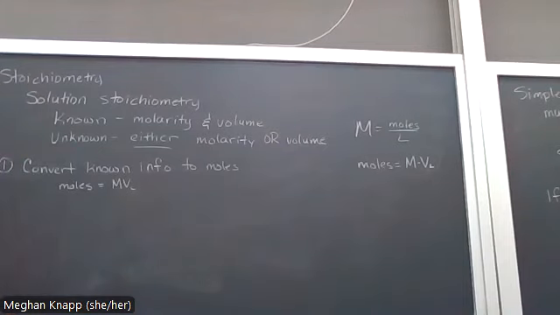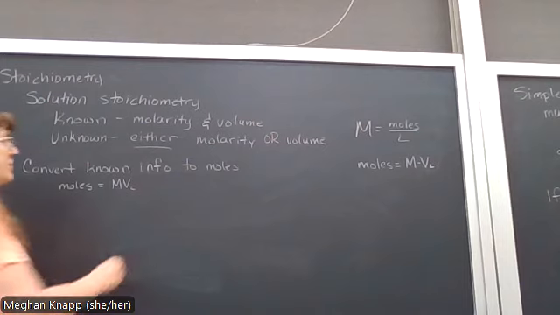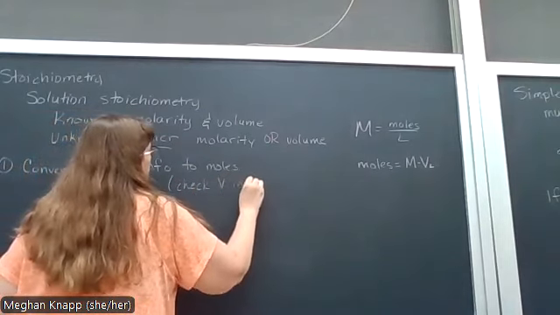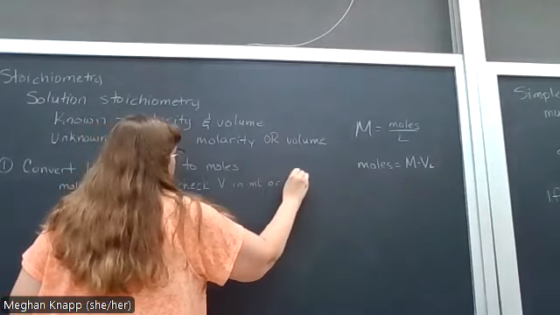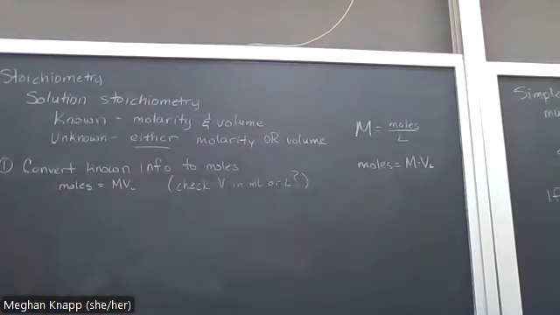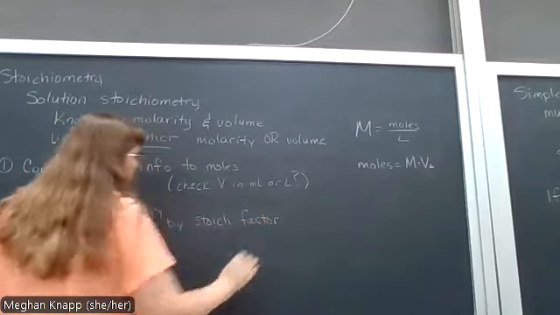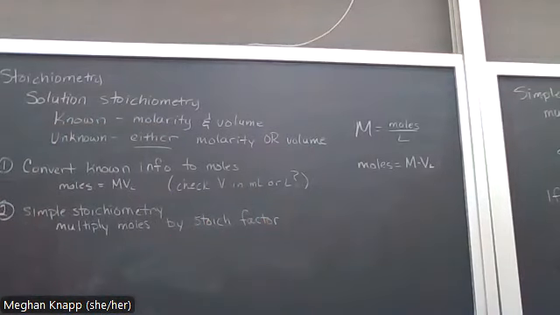Tricky thing with solutions, though, is usually our volumes are in milliliters. So that might mean we also have to change milliliters to liters. Got to check that before we jump right in. Okay. Then our second step is going to be the simple stoichiometry. So that's multiplying our moles by our stoichiometric factor, or what I like to call the mole-to-mole ratio.